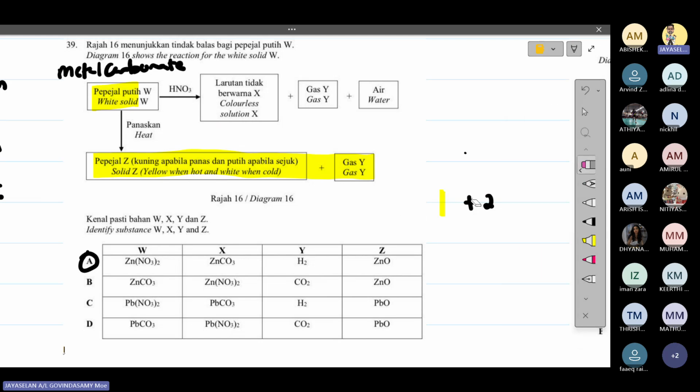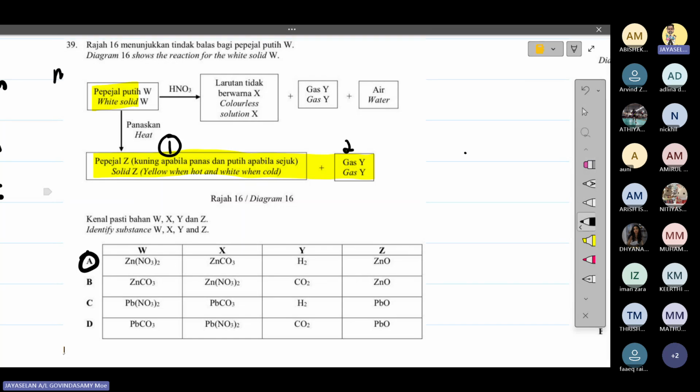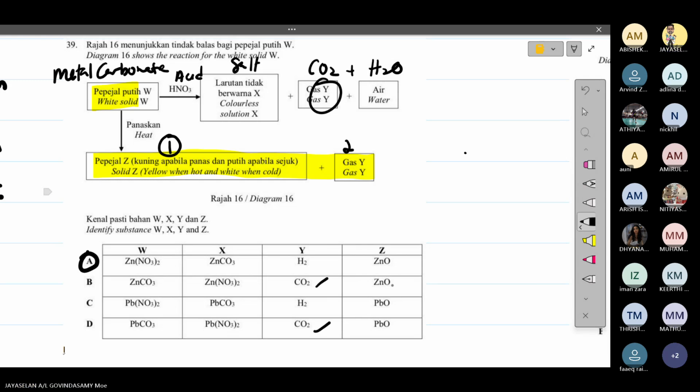If you see here the solid W heated gives one product, or two products. If three products, metal nitrate. If two products, you just put metal carbonate. Any question? Metal carbonate when reacted with acid gives salt plus carbon dioxide plus water. So guess what gas is this? Carbon dioxide.